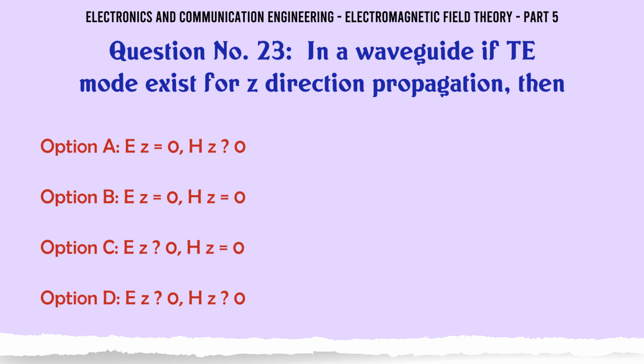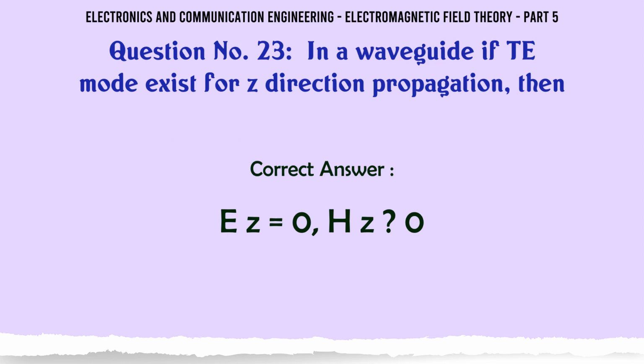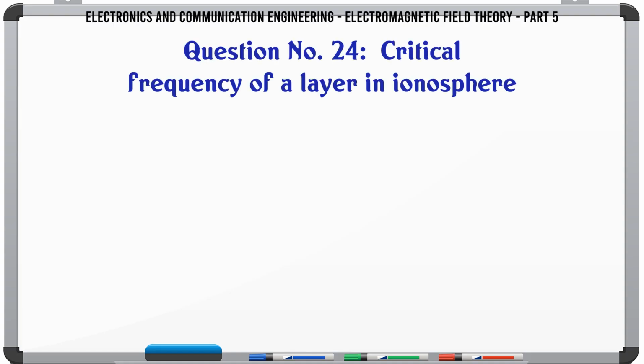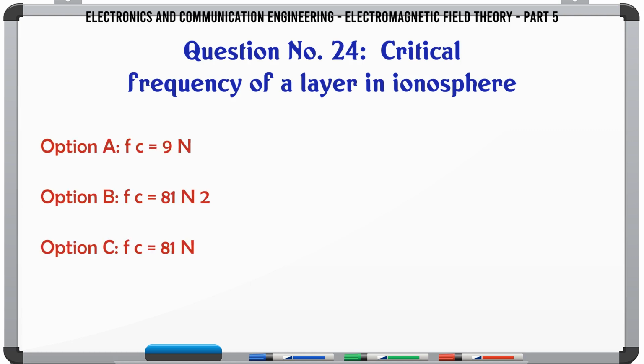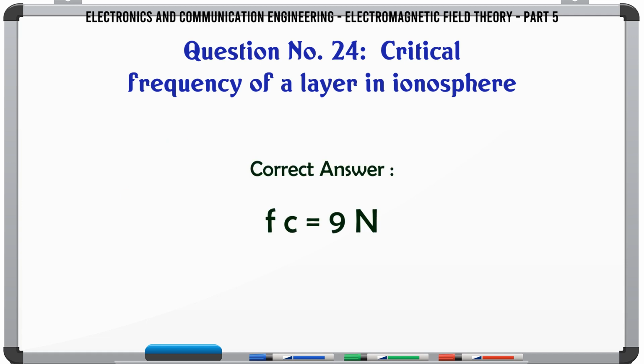EZ0HZ0. The correct answer is EZ0HZ0. Critical frequency of a layer in ionosphere. A. FC9N, B. FC81N2, C. FC81N, D. The correct answer is FC9N.